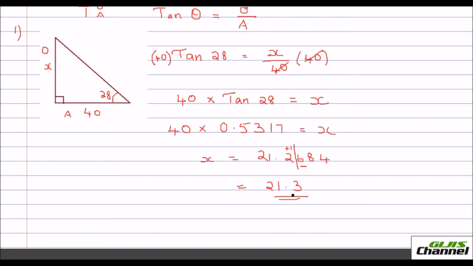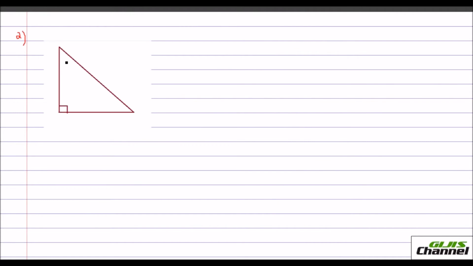This is just as we did with sine and cos theta, but the sides you're using are opposite and adjacent, so we use the tan ratio here. The next question: it is given that the angle is 41 here, this side is given as 1.9, and this is to be found out. So I take it as x.